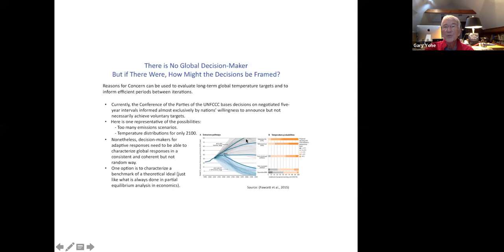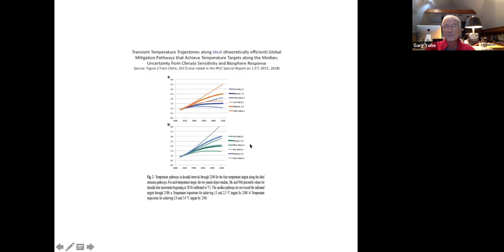Or if you don't do anything, it could get really bad very quickly. No news there, except that the difference is enormous. So how do you try to calibrate that?